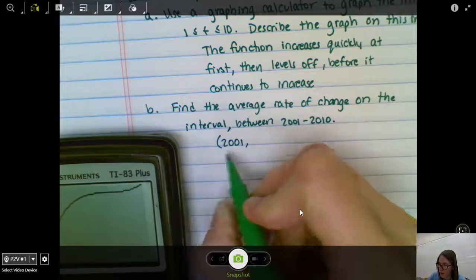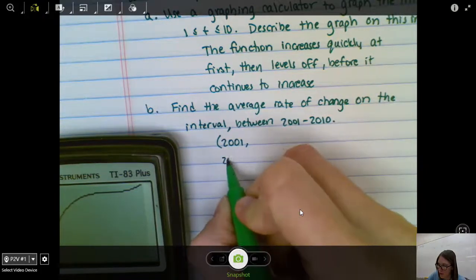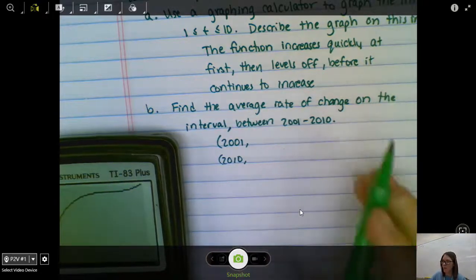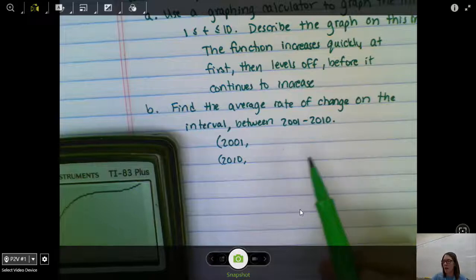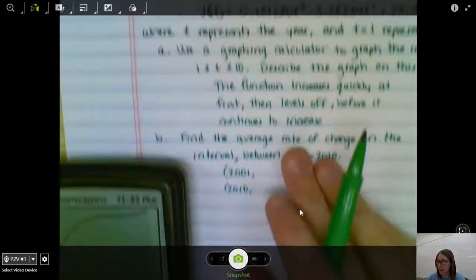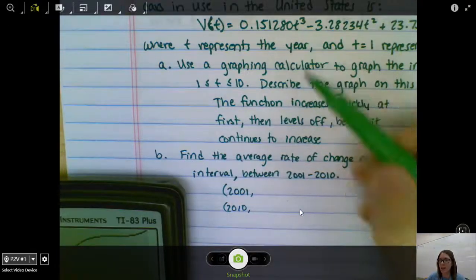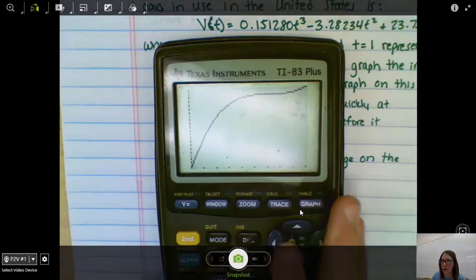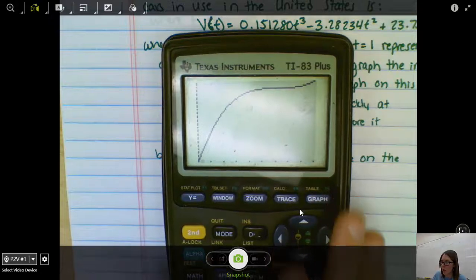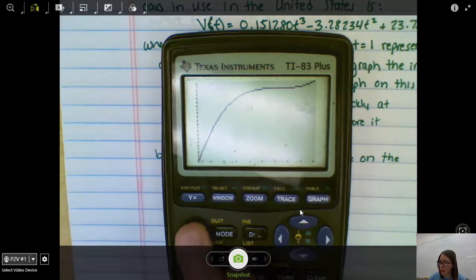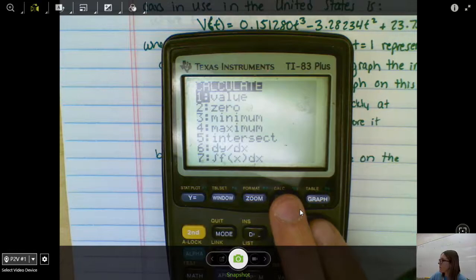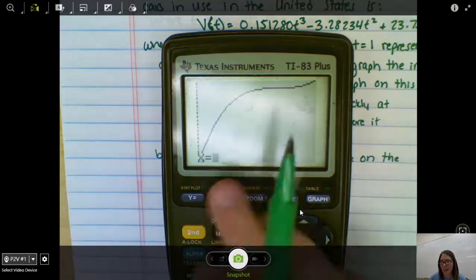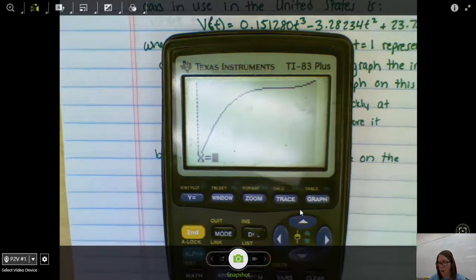So I want to write two ordered pairs here, 2001, 2010. And I need to figure out what my y value is. Now, I could potentially do this by taking 2001 and plugging it in to each t in my equation. I'm going to show you a way to do this on the calculator too, just because it's a helpful thing to know. So if I know the x value, I can go to second calc here and then click on value. I can enter in an x value, it'll tell me what the y value is.